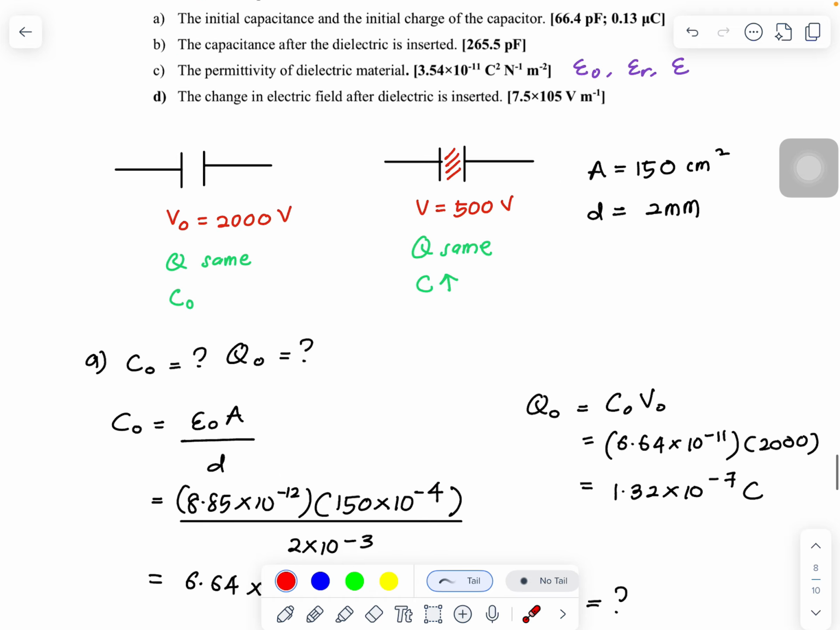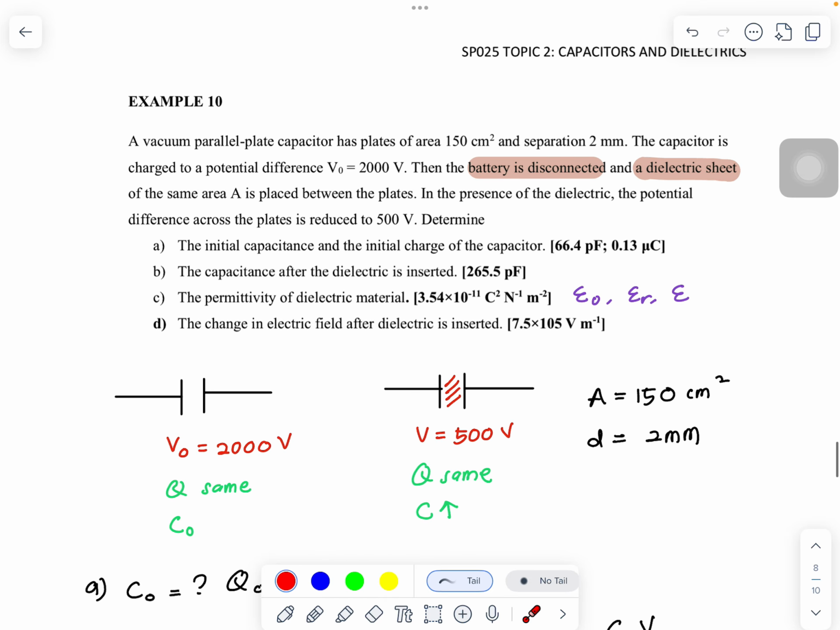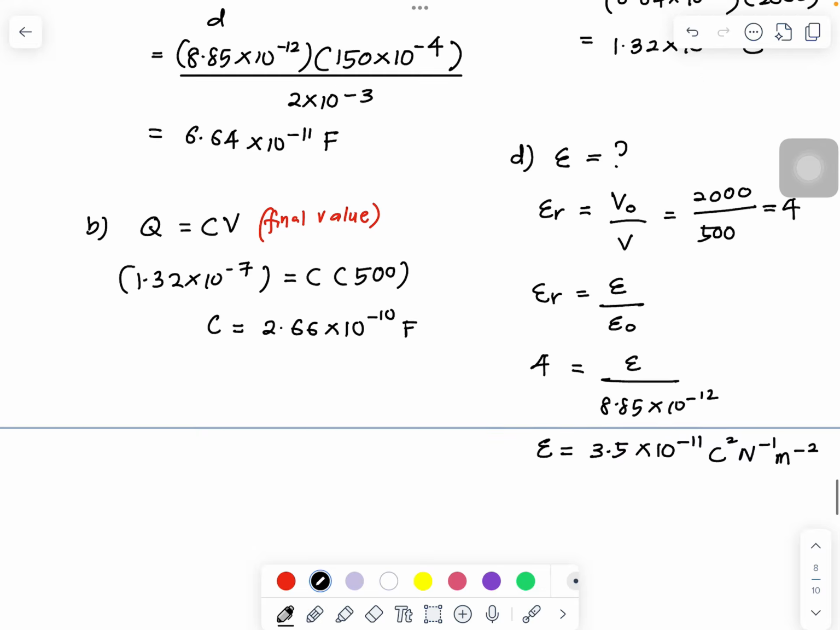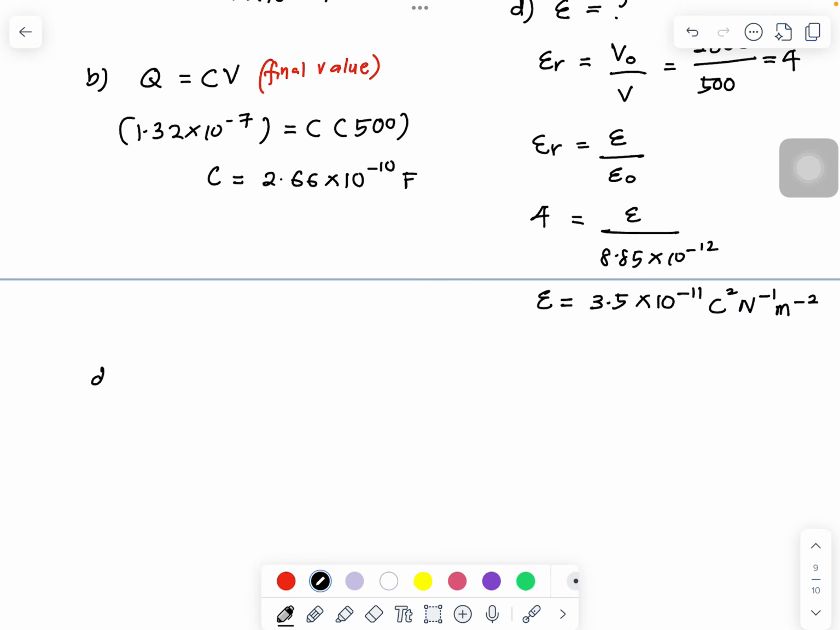Next one, last one, we want to calculate the change in electric field after the dielectric is inserted. So dia minta change. Change bermaksud delta E. So kalau delta mesti final minus initial. Soalan E, we want to find delta E, bermaksud final electric field minus initial electric field. So kita kena kira lah value ni.